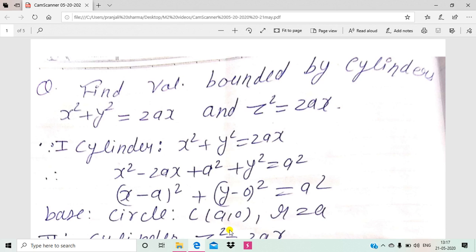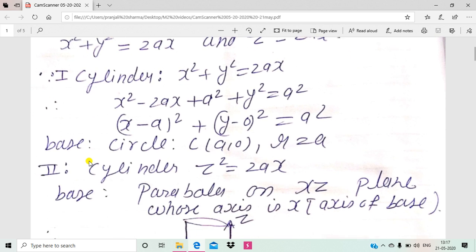So next we have to find out the volume bounded by two cylinders. The first cylinder is x square plus y square is equal to 2ax, and the second cylinder is z square is equal to 2ax. As we can see, the first is a circular cylinder whose base is on the xy plane, and the second is a parabolic cylinder whose base is on the xz plane. So let's analyze the equations, try to get the figure, and next find its volume.